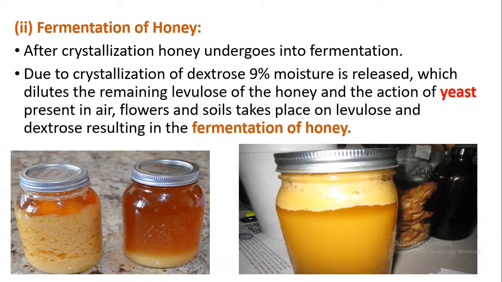Where does the yeast come from? Yeast is already present in the air. Yeast is already present in, sorry, flowers. Okay, so yeast is already present in air, flowers and soil. So if this region, this part of the honey, comes in contact with the yeast, what will happen is the fermentation process will take place. And this is how the fermentation of the honey will take place.